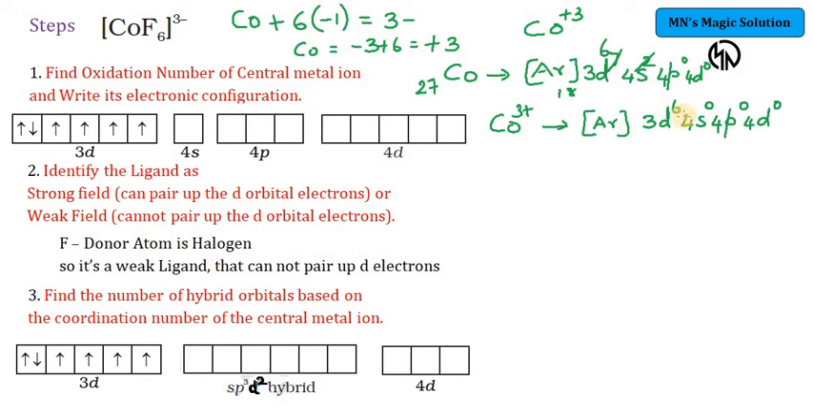So this becomes its configuration. How many electrons are in the d orbital? 6 electrons are there, and that is what we have filled here: 5 electrons in the positive spin and 1 electron in the negative spin. All the other orbitals are empty. There are no electrons in them.